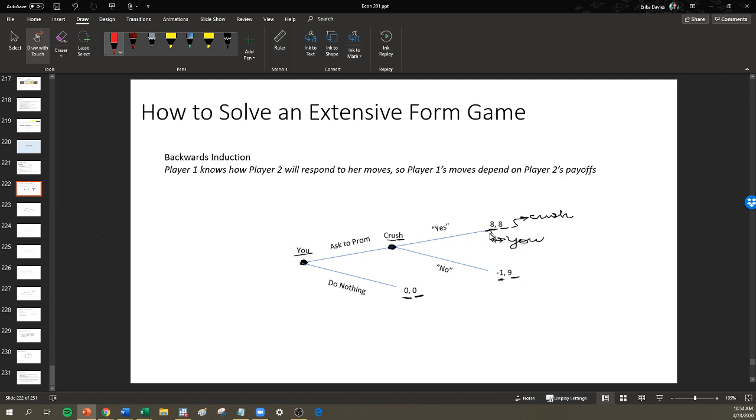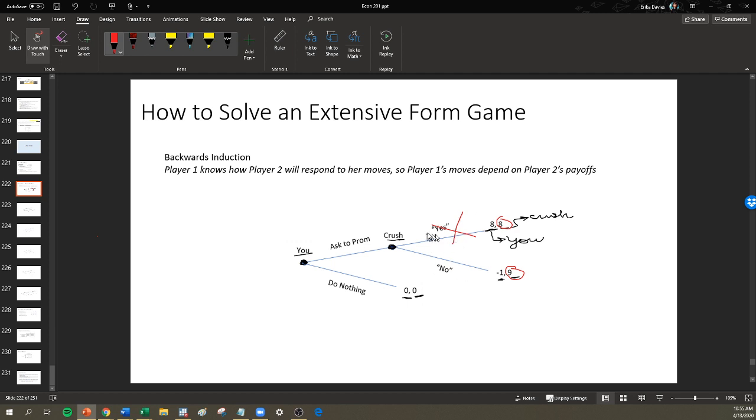Okay, so backwards induction. We're going to start with the second mover's payoff, okay? If the crush is asked to prom, you have already asked your crush to the prom. Does the crush say yes, or does she say no? She's going to say no because her payoff to saying no is 9. Her payoff to saying yes is 8. 9 is greater than 8. So she knows in her brain that if she gets asked to prom, she's going to say no. Okay, that means that this part of the game is dead.